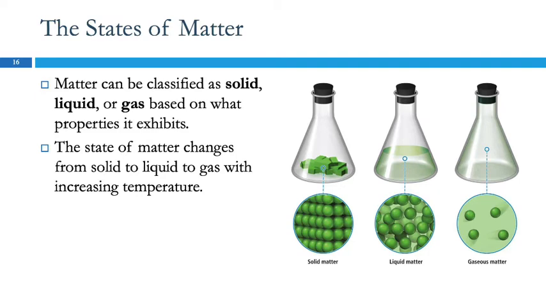In a gas, the particles are far apart from each other. And that distance between them can change. So the volume can get bigger as they spread apart, or it can get smaller as they get closer together. The volume can change, and the shape can change. So solids, liquids, and gases, we need to understand their shape and volume, which ones can change and which ones don't change.